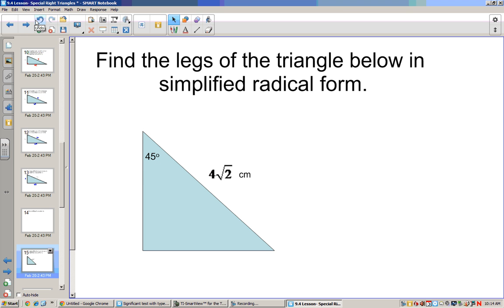Now if I have my hypotenuse being 4 root 2, we know that if you have your side, you multiply by the square root of 2 to get your hypotenuse. So we divide this by the square root of 2. So 4 root 2 divided by root 2 will be 4 and 4 in a 45-45-90.